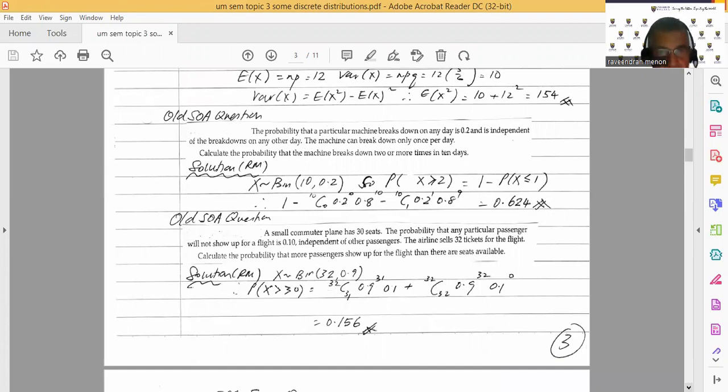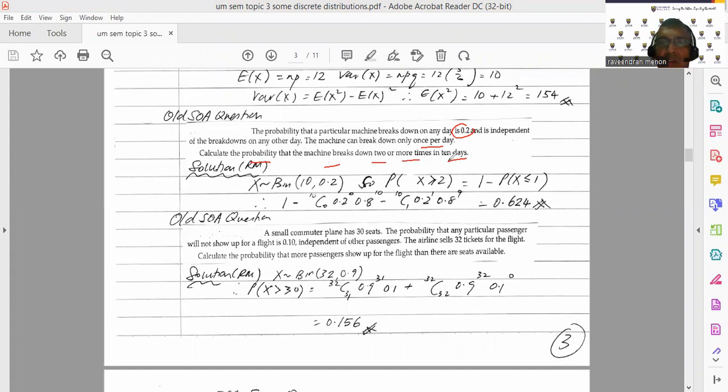The probability that a particular machine breaks down on any day is 0.2. Let's keep that in mind. Independent of its breakdown on any other day, the machine can break down only once per day. Calculate the probability that the machine breaks down 2 or more times in 10 days.